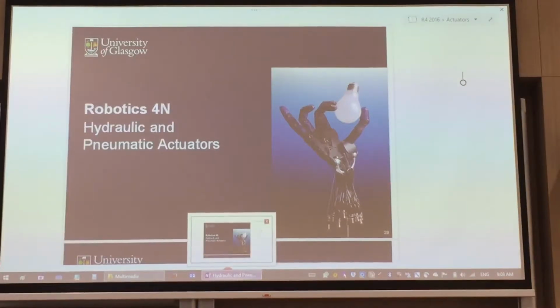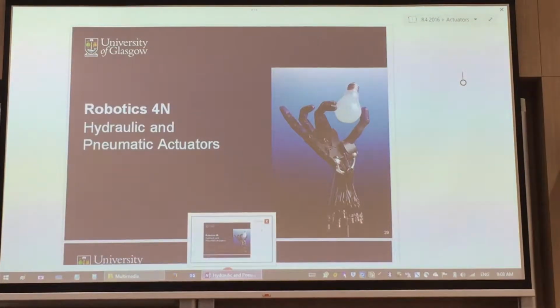I think it's good to know what other options are available, so that when you go out to the industry, you wouldn't only use electric motors. So I'll make a comparison between these various actuator systems today. And we'll start off by looking at the hydraulic system.